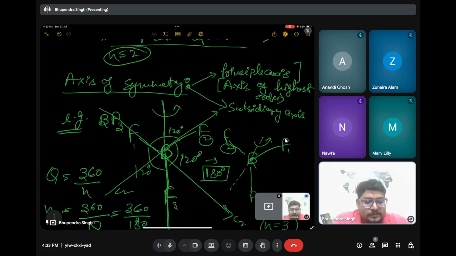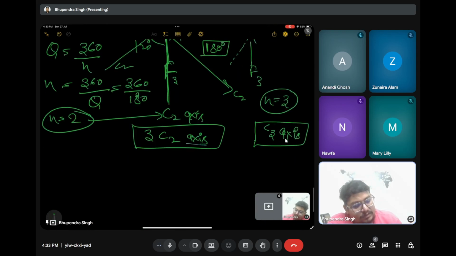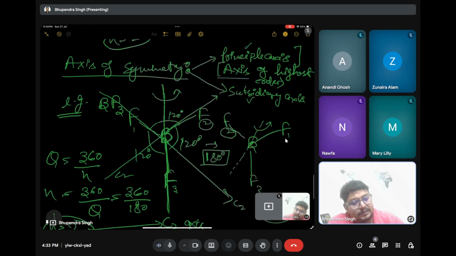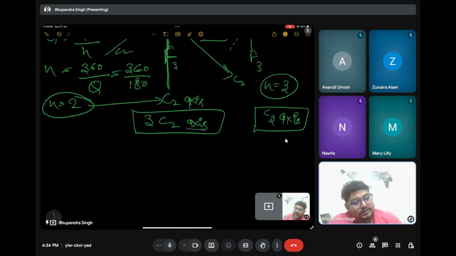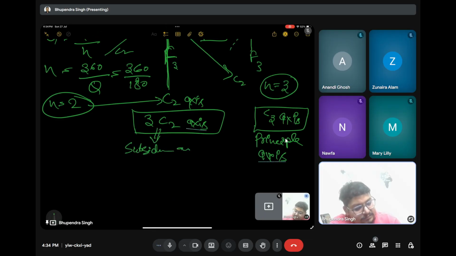So which one will be the principal axis? Principal and subsidiary axis. For the principal, the axis of highest order. So this C3 will be the principal axis, and these three C2 axes will be subsidiary axes. Okay.